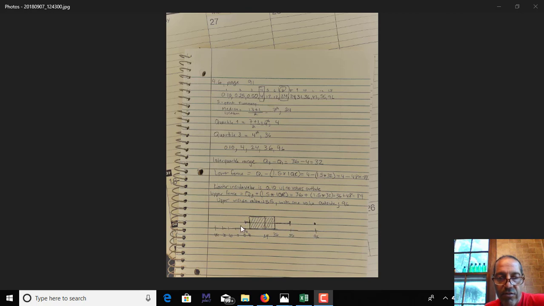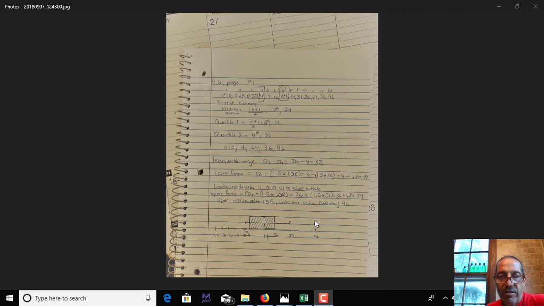Now, we had no value smaller than 0.10, so there are no outliers on the lower side of the distribution, but there is an outlier, 96, that's on the outside of our upper inside value. That's 96. So we have at least one outlier here. While 50% of the sample is right in here, between 4 and 36, we do have at least one outlier. So this is probably a very influential case.